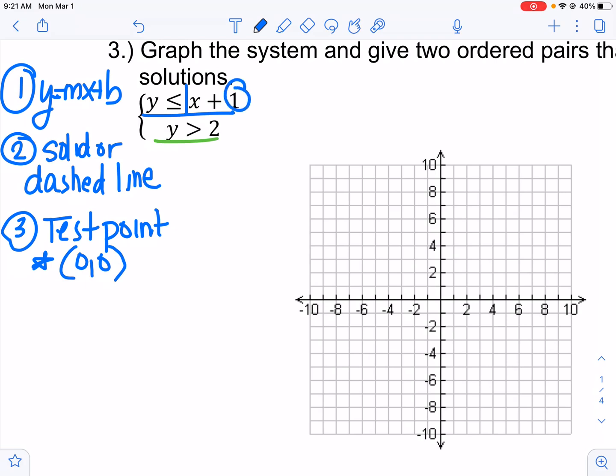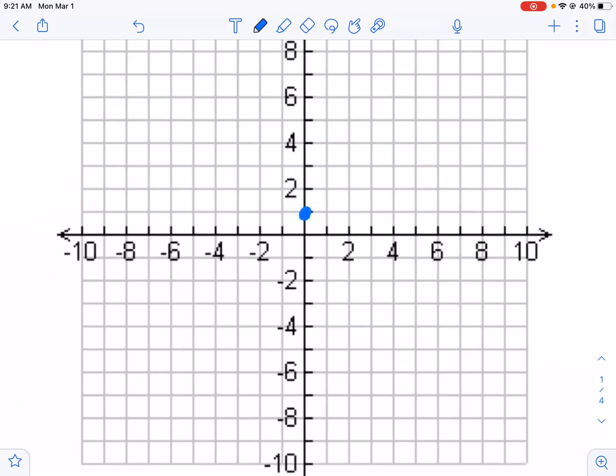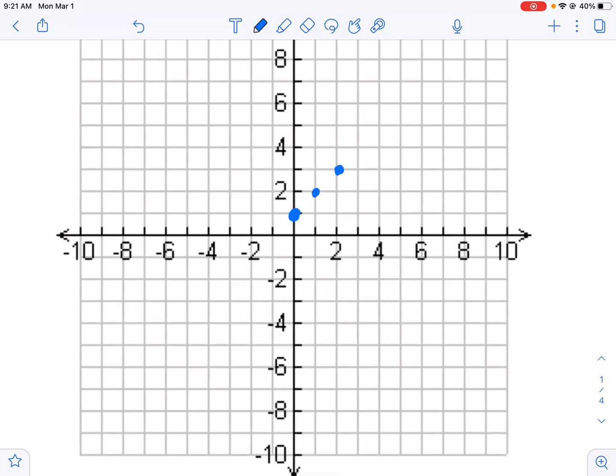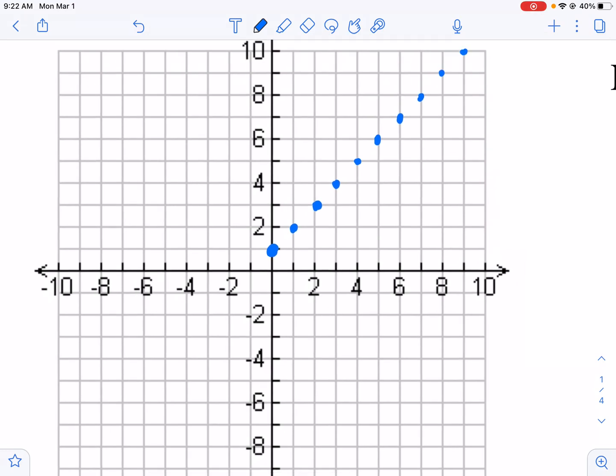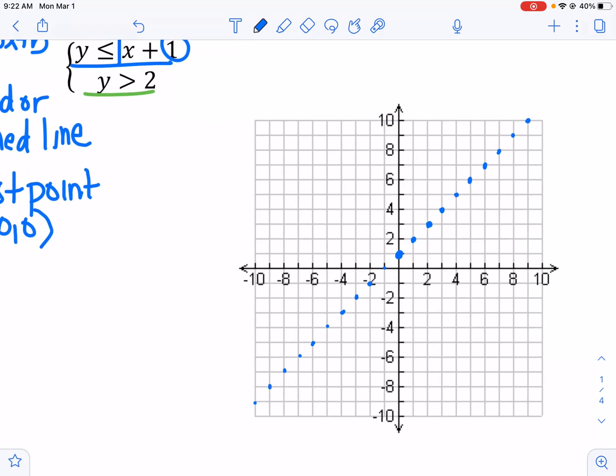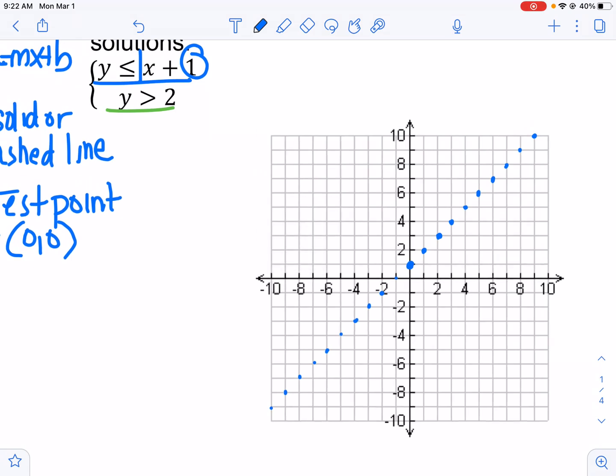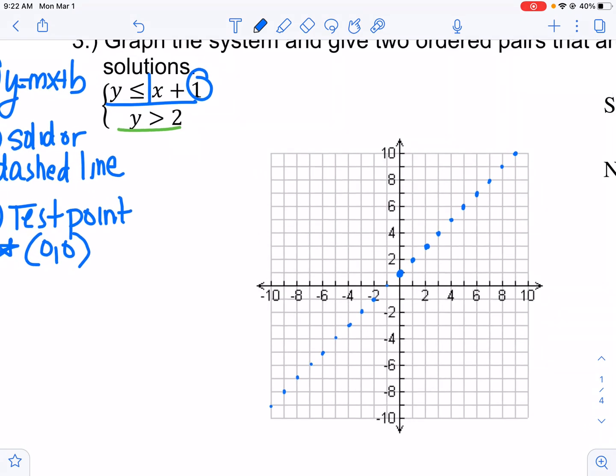I always start at my y-intercept, which is 1. And my slope is 1, which means I rise 1, run 1. And I plot every single point. Now I have to determine if I'm going to draw a solid or dashed line through all those points. Because of my inequality being less than or equal to, it will be a solid line. Please make sure you use your laser beam.